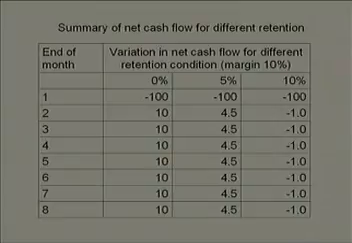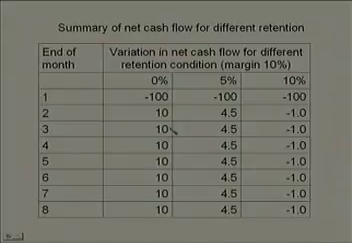Now, you can note down these figures. For end of month 1, in all the 3 cases you are experiencing negative cash flow equal to minus 100. So, irrespective of retention percentage, you are getting the same value, minus 100, minus 100, minus 100, for all the 3 cases. But when it comes to other months, month 2, month 3, month 4, month 5, month 6, month 7, month 8, you find the values are changing.